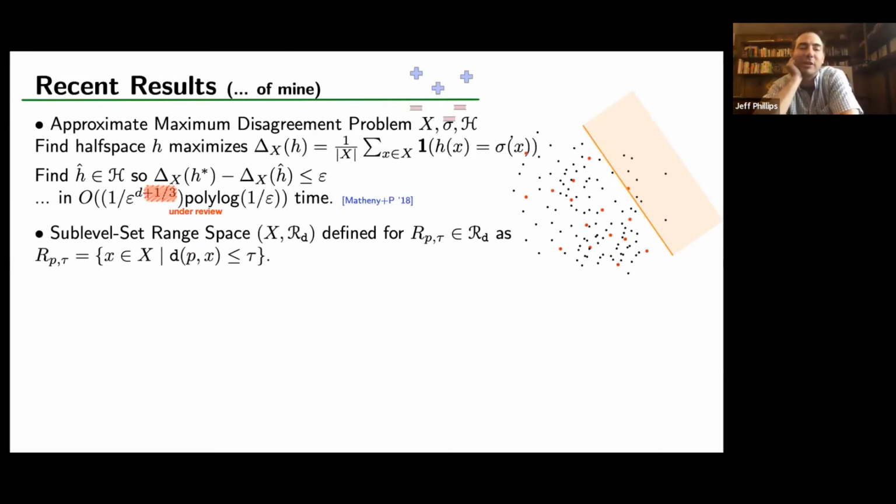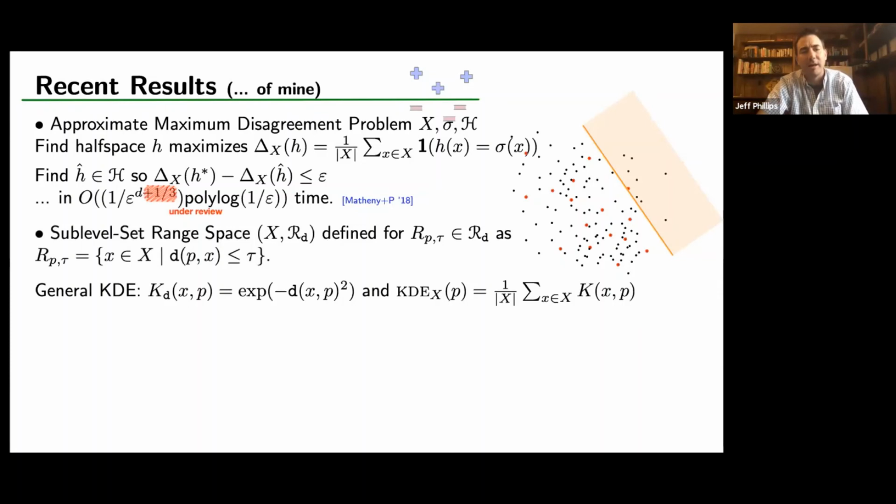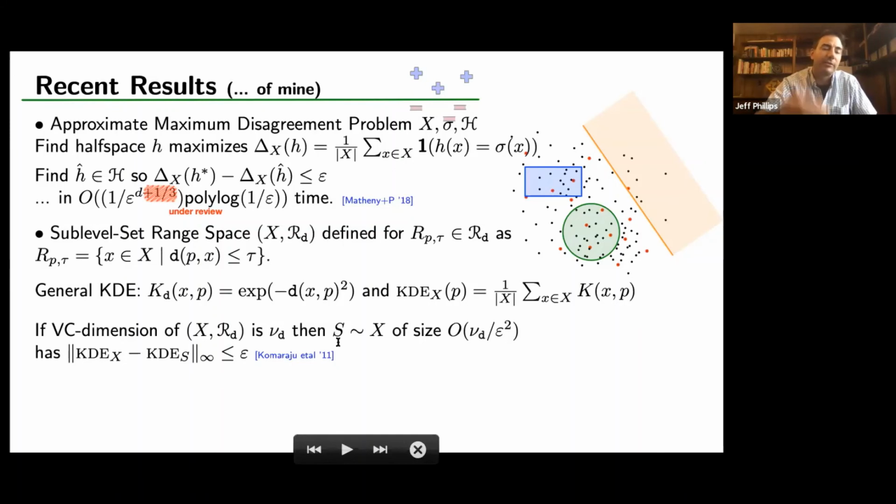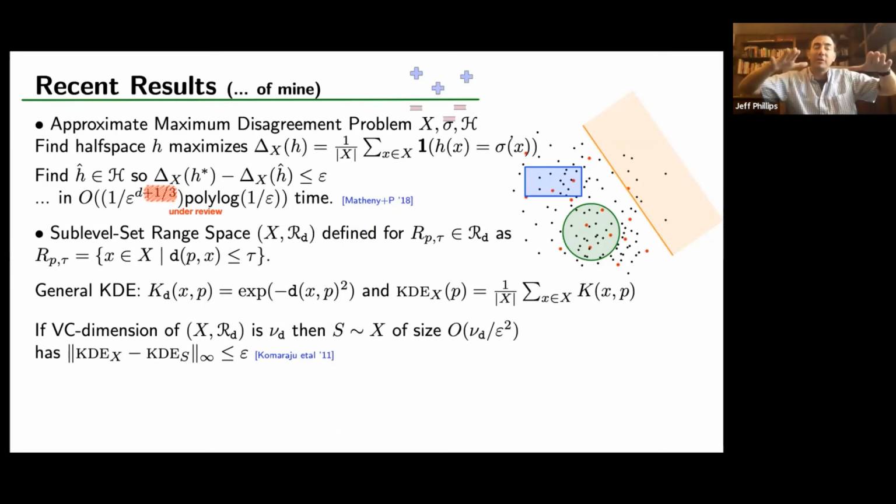So, let's mention another thing. You could think of another range space where you have some function. Think of a kernel function and take a super level set. Anything above a certain level is inside of a range. And for a kernel, the super level set is always a disk, but you can imagine other functions as well. And we have a result from about 10 years ago that if those super level set ranges have bounded VC dimension, then an epsilon sample on that data set will also approximate the kernel density estimate.